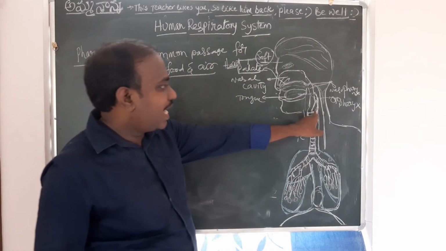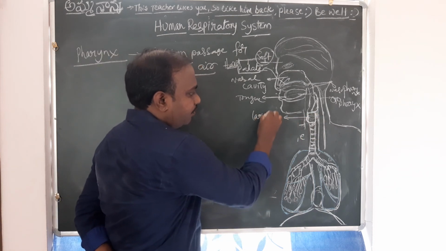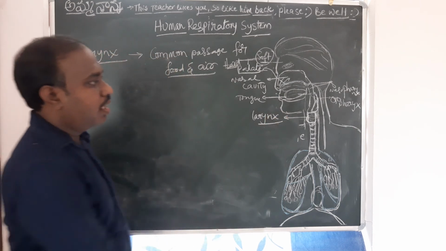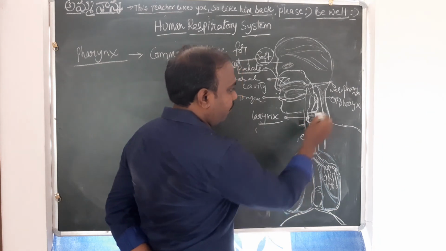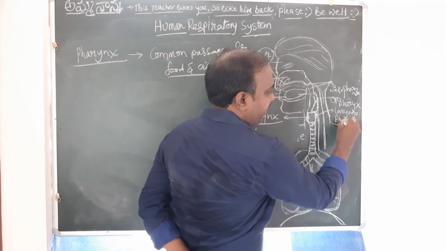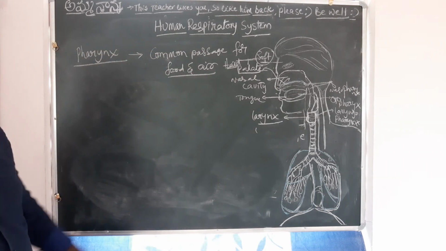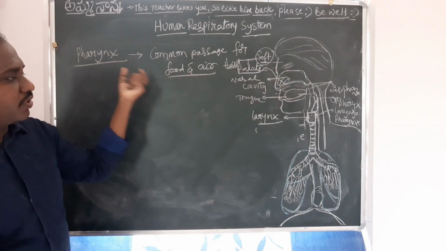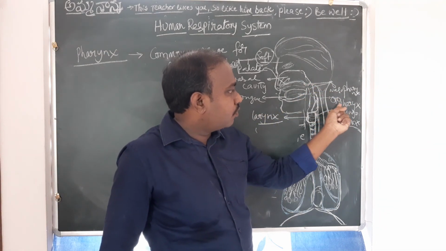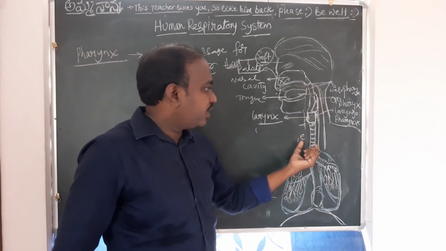And wherever this larynx is there, this part is actually the larynx of the respiratory system. Wherever this part is there, it is called the laryngopharynx. I'll just write that here. Laryngopharynx. So it is the common passage, and this has three regions: the nasopharynx, the oropharynx, and the laryngopharynx, and it's a common passageway.